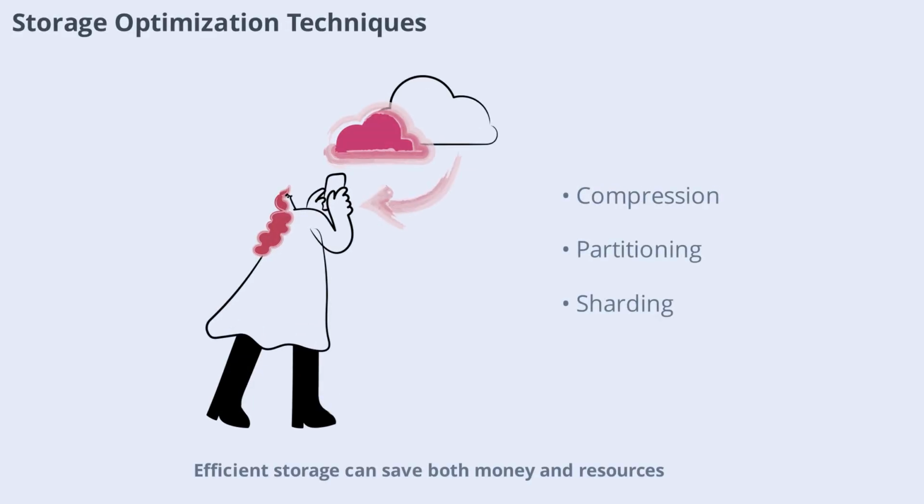Efficient storage can save both money and resources. Techniques like data compression, partitioning, and deduplication help reduce storage costs and improve performance. Relational databases often use partitioning and indexing to speed up access. NoSQL databases may use sharding to distribute data across servers. NewSQL systems combine these methods with automated storage management. Choose the right techniques based on your data volume and access pattern.